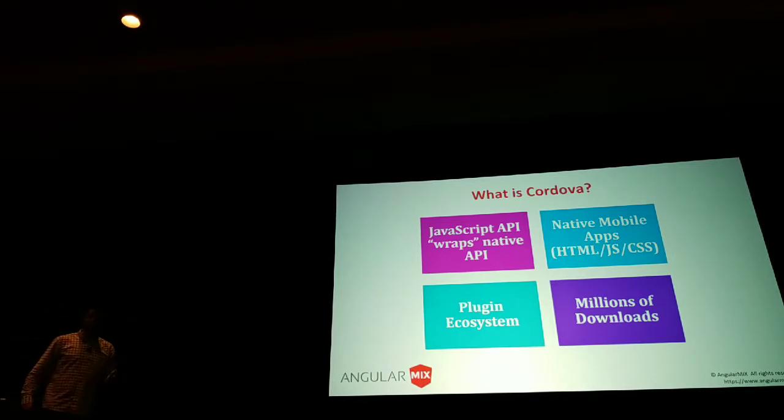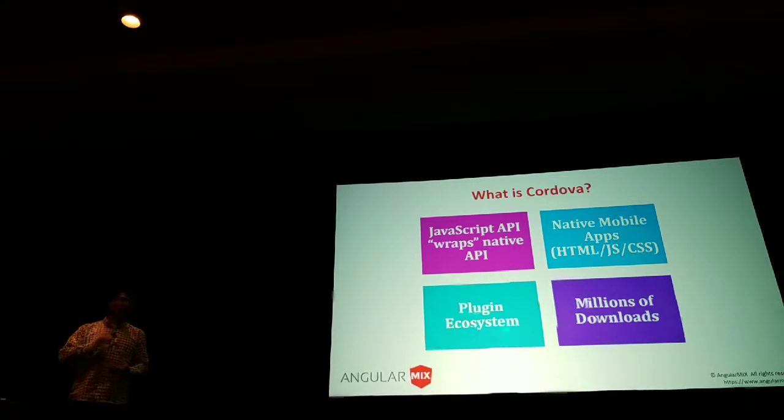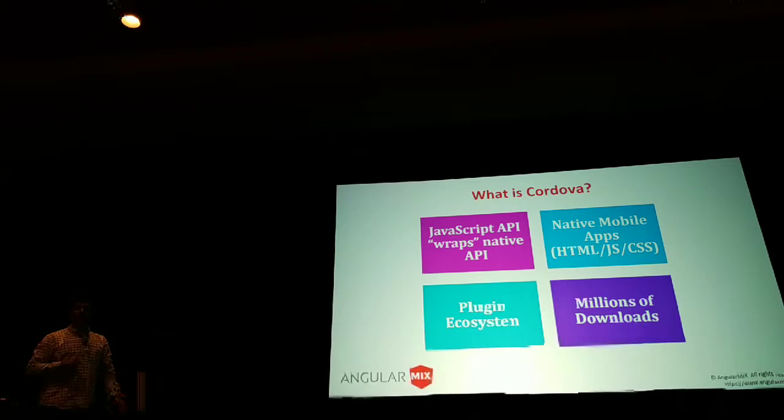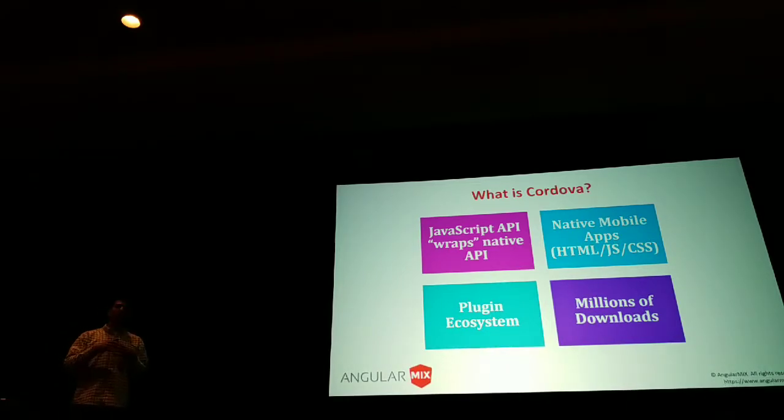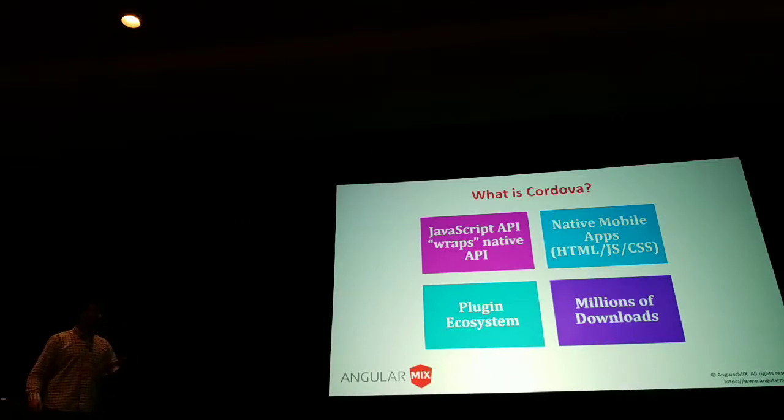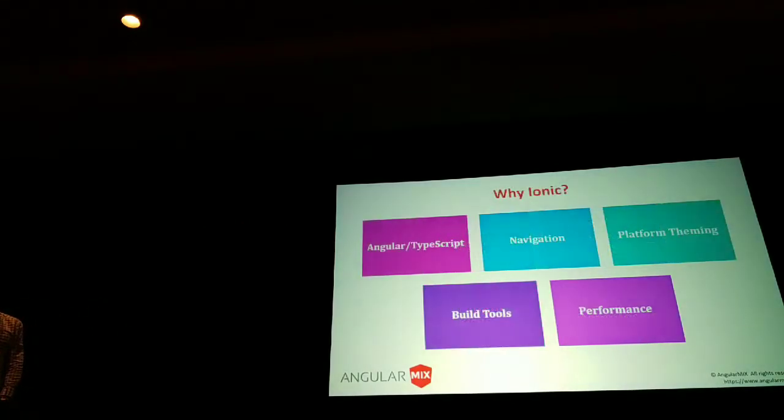It is for native mobile apps, meaning it's a native app that can be installed on my device from a native app store. Cordova has a rich plugin ecosystem, and we'll talk at the end about this thing called Ionic Native. It is not just a Cordova wrapper, but an Ionic wrapper, which is very user-friendly with Angular and TypeScript syntax, and this has been around for a while, millions of downloads, tried and true.